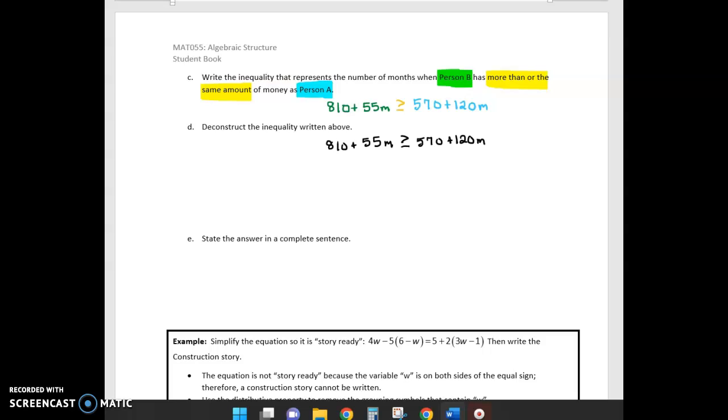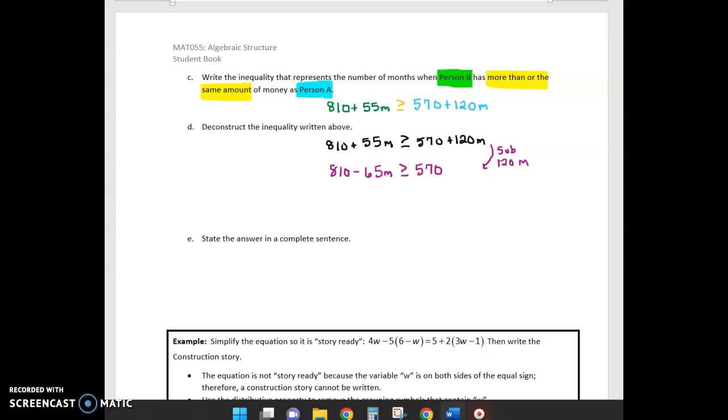And just as a matter of course, the way that most people work with these, I am going to move the M to the left-hand side. So we have the variables on the left-hand side. So I'm going to subtract the 120M. Again, you don't have to do it this way. You can move the 55M if you want to. And when we subtract the 120M, we end up with a negative amount. So we have 810 minus 65M is greater than or equal to 570.